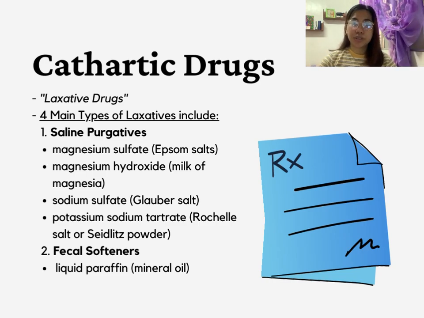Some commonly used salts are magnesium sulfate or Epsom salts, magnesium hydroxide or milk of magnesia, sodium sulfate or Glauber salt, and potassium sodium tartrate or Rochelle salt or Seidlitz powder. Next, fecal softeners. Fecal softeners act to increase the bulk of the feces. Liquid paraffin or mineral oil can be used either as the oil itself or as a white emulsion. Other fecal softeners have a detergent action that increases the penetration of the stool by water.